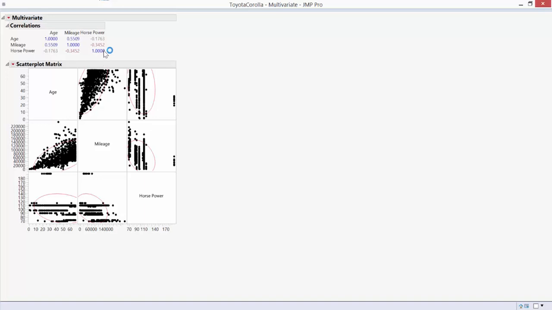How about mileage and the horsepower? How would you characterize this correlation? Mileage and the horsepower. Strong, medium, or weak? Say something. I feel awkward. Yes? So what are we actually comparing? I know we're not looking at the diagonal in the middle, but we were comparing, for age, the 0.5509 and the negative 0.1763? We're looking for all of these things.